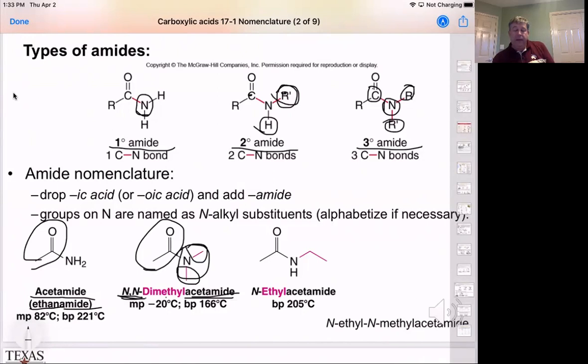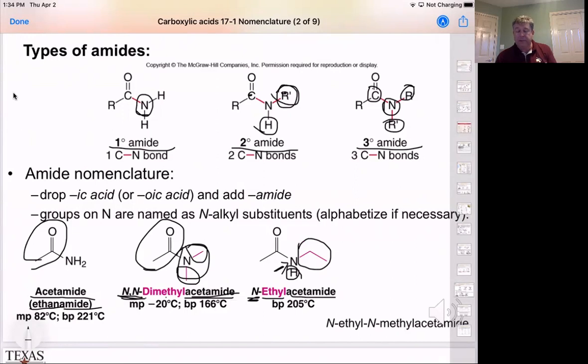So if we had it such that we only had 1 substituent, we only need 1 N. So we have an ethyl group here on this nitrogen. And so we have to say N-ethyl for that substituent. We don't care about this hydrogen. It's included in the name acetamide.